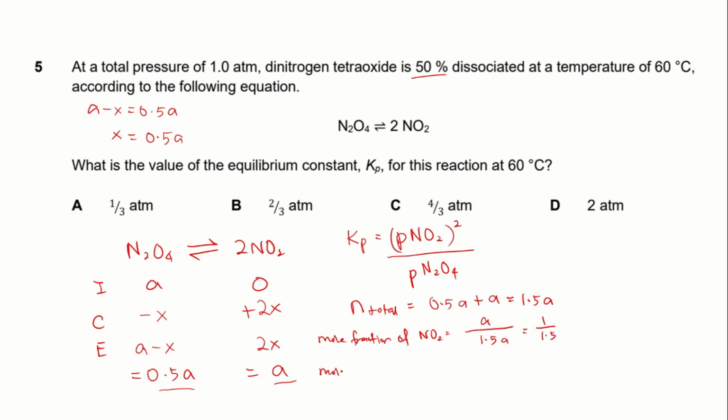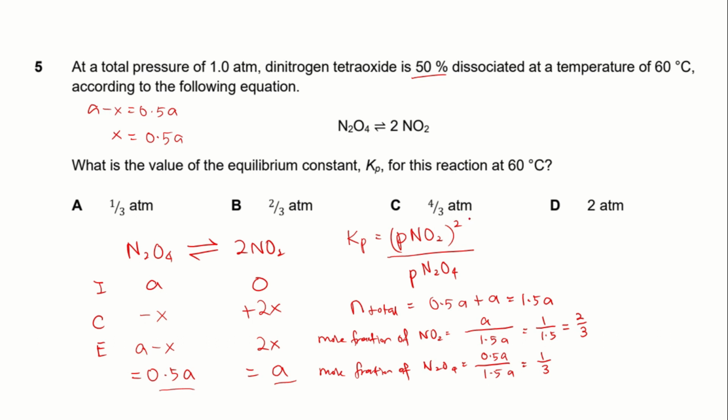Now the mole fraction of the reactant will be the number of moles of the reactant at equilibrium divided by the total number of moles. Okay, that would give me a value of, sorry, I forgot the A, 1 over 3. Now I have to change this to 2 over 3.